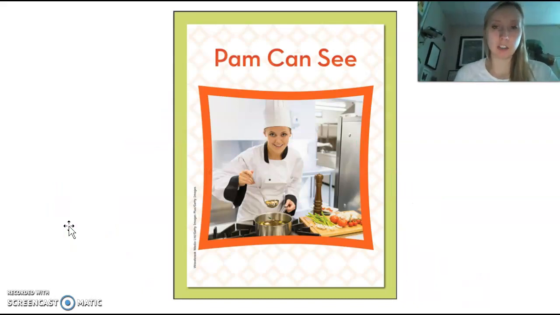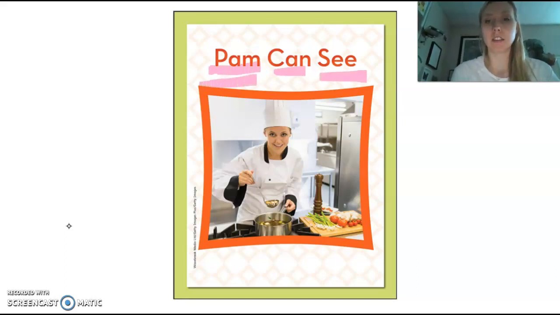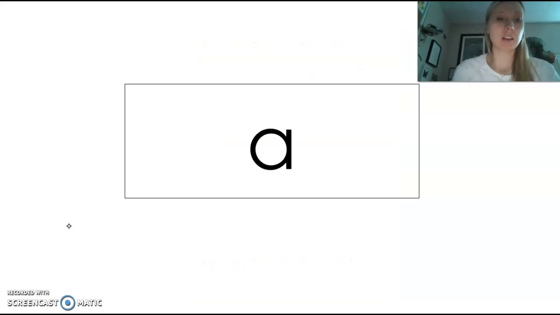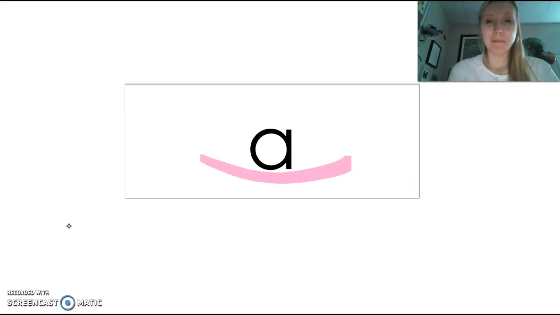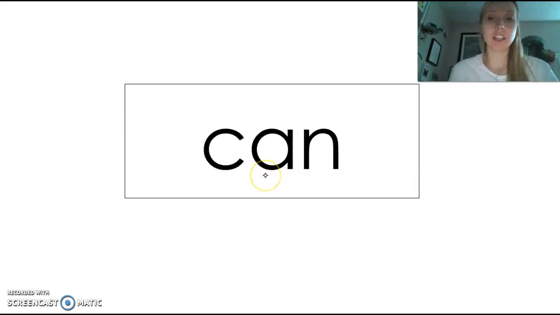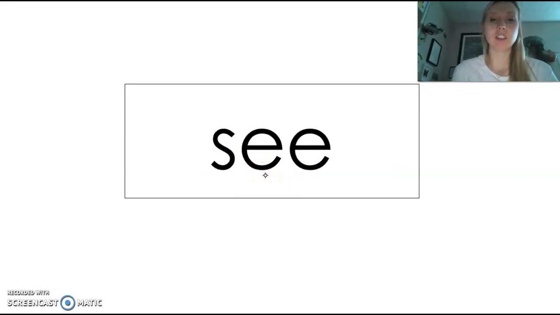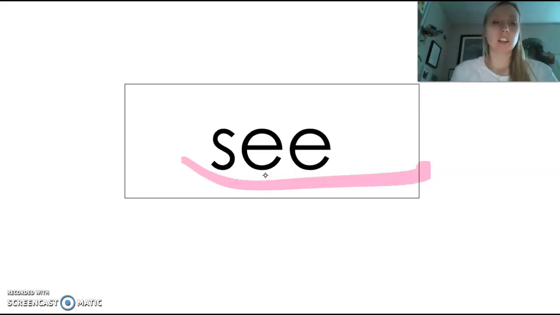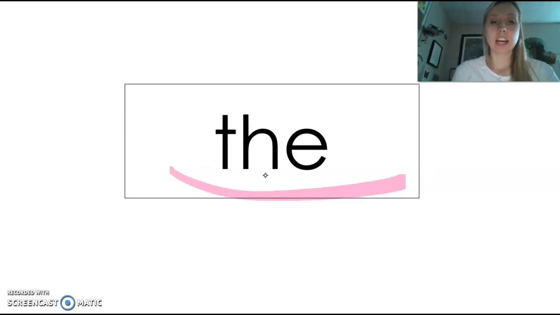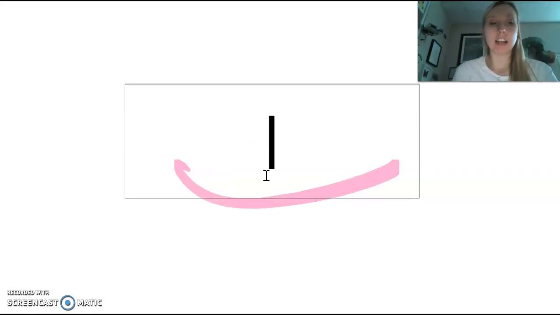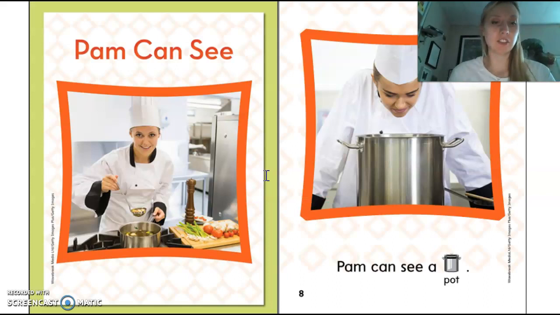Okay, here is our story for today. Let's blend. Pam can see. Your turn. Nice job. Okay, here we go. 3, 2, 1. So I almost said too, but it's because we're reading it in a sentence. 3, 2, 1. Can. 3, 2, 1. See. 3, 2, 1. The. 3, 2, 1. I. Okay, let's read our story. Here we go.